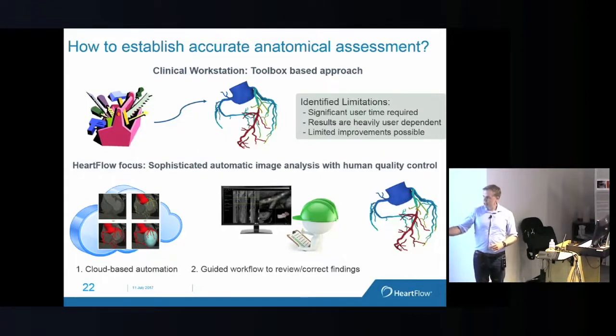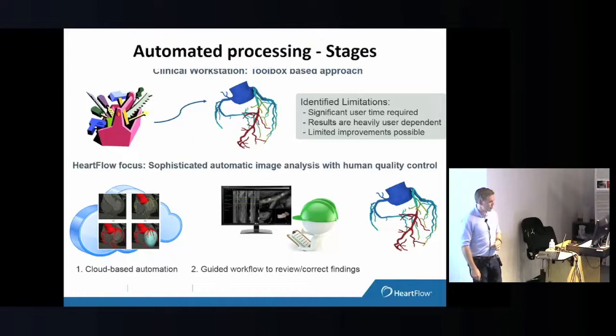We do a cloud-based automation. As soon as the images come in, we run our series of automated algorithms to create a full coronary tree. And then we built a custom software, which is a guided workflow, which walks our human technicians through every location in the vessel tree, and provides a series of customized visualizations and tools so that they can quickly go through, check in a very standardized way if there are any errors, and make corrections in a standardized way. So I'm going to dig into these in a little bit more detail.